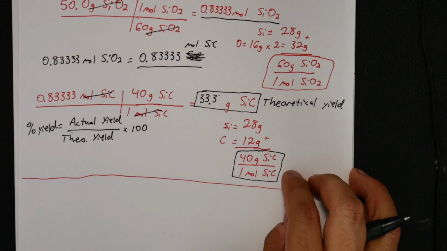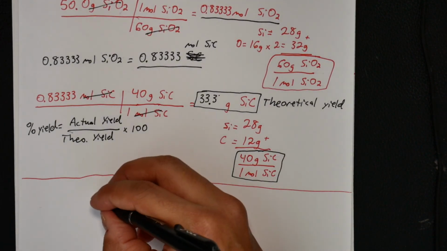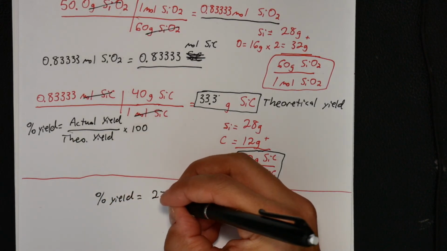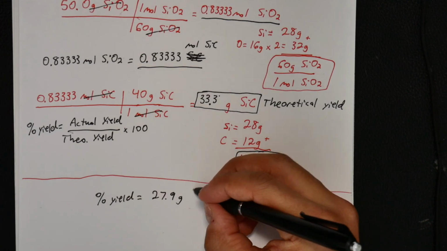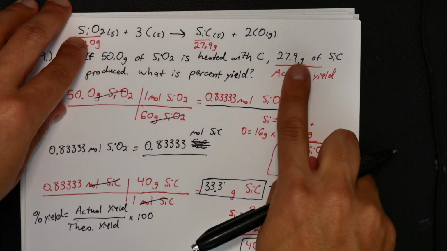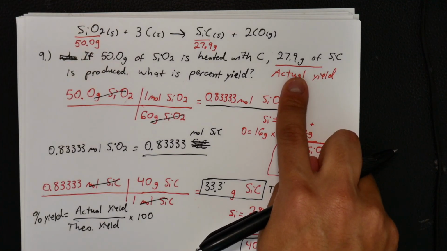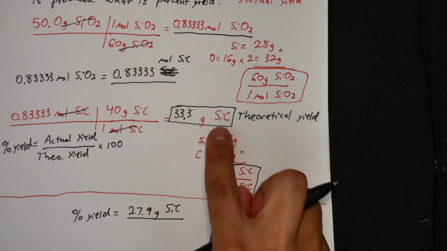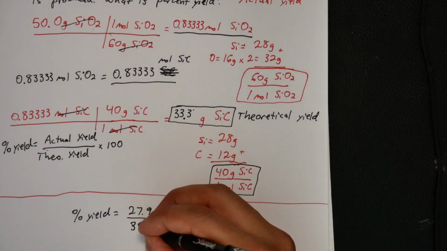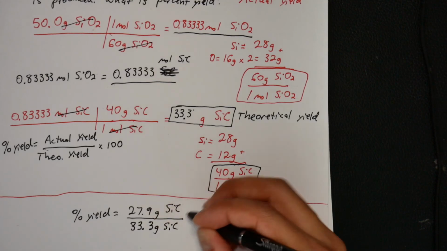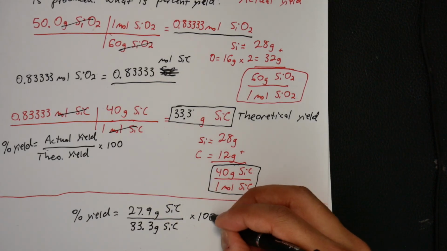So our actual yield in this case was 27.9 grams. Okay, this is our actual yield, and this is the number that is given to us in the problem right here. Our theoretical yield is the number we just calculated, 33.3 grams. That's how much we should have been able to make. Okay, and then we're going to times it by 100.